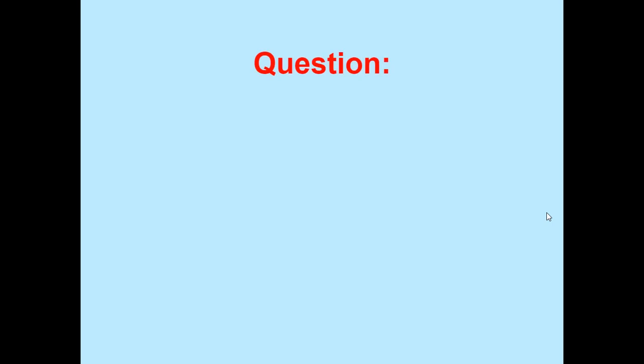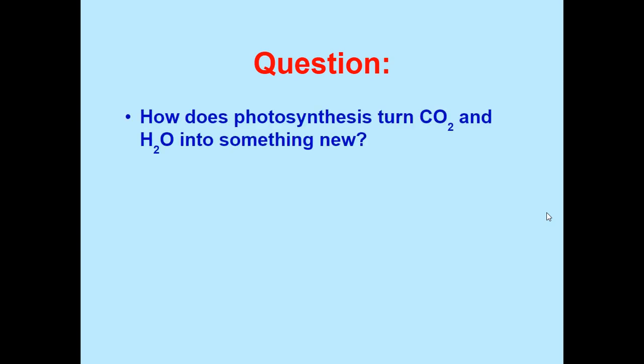So I'm going to start on slide 15 with our question that I left off on last time, which was how does photosynthesis turn CO2 and H2O into something new? In other words, how does photosynthesis use carbon dioxide and water to make something else? Okay. So in this section, I'm going to be doing a deep dive into the actual process of photosynthesis in detail. This means I'm going to be looking at not only the place that it takes place, but also the process at each step of the way.